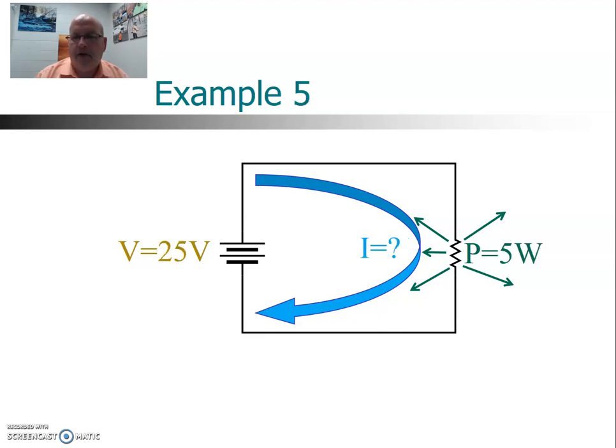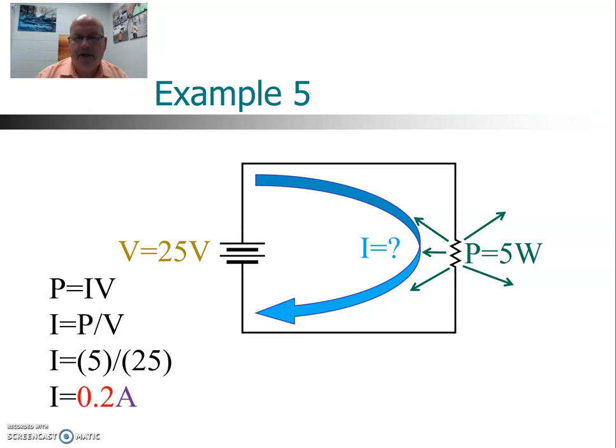Here is another power problem. This time we're finding current. So current is power divided by voltage. 5 watts divided by 25 volts gives us 0.2 of an amp.